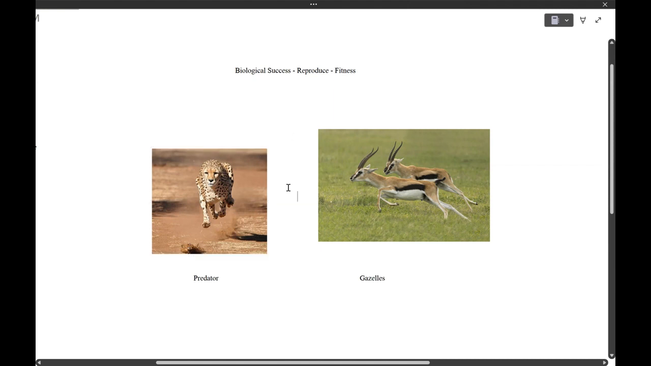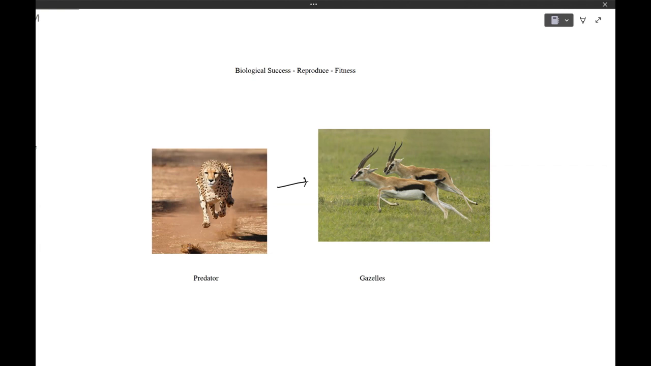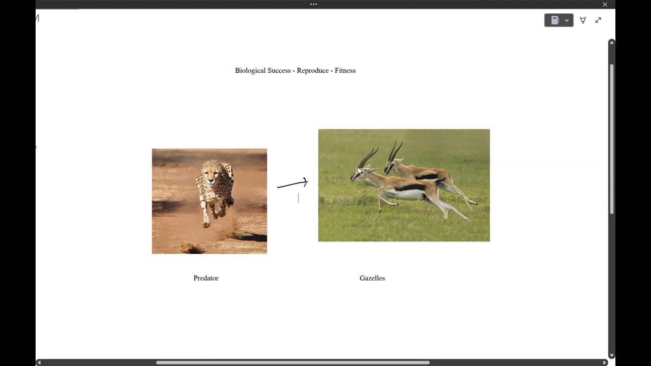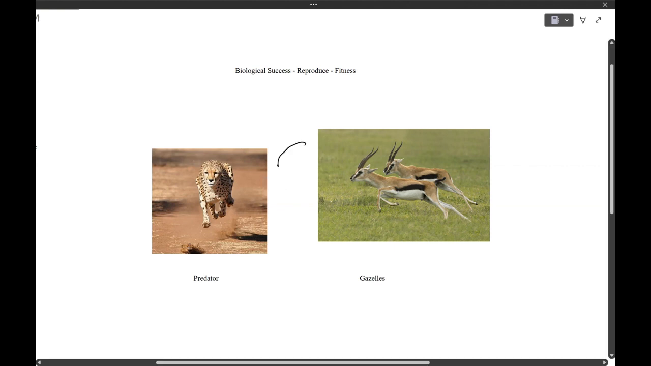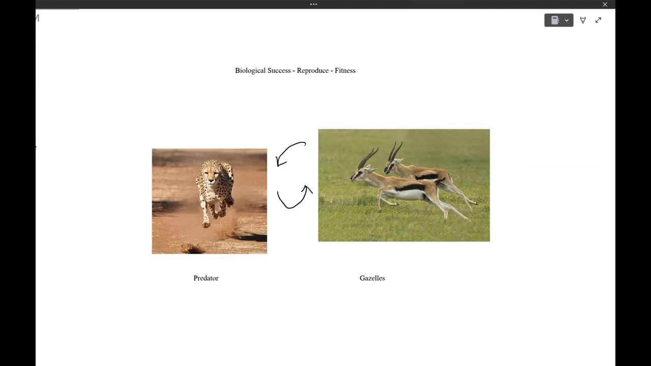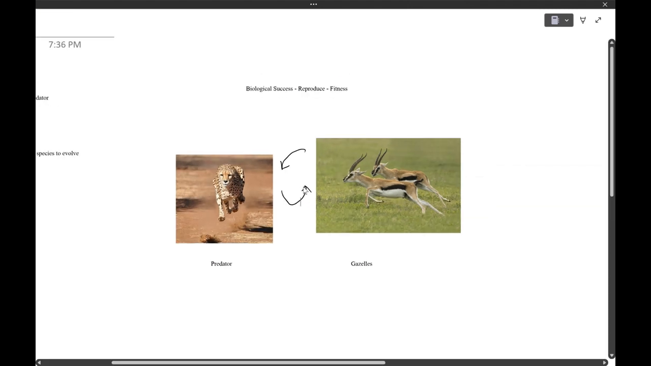And now, what happens is that the cheetah population is fast, so they start catching up to more of the gazelles. The slow gazelles are going to get eaten by the cheetahs. So, the faster gazelles will stay alive and they're more fit. So gazelles gradually become faster and faster. And now this forces cheetahs to become faster, which forces gazelles to become faster, and that's coevolution.